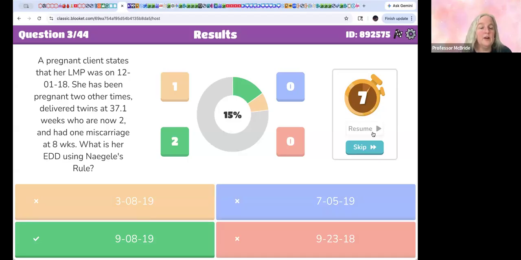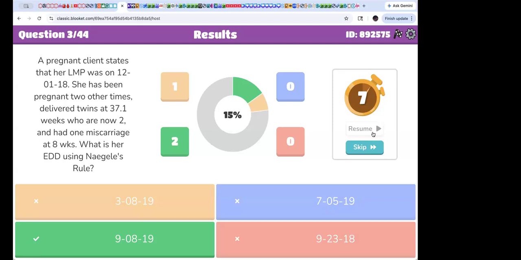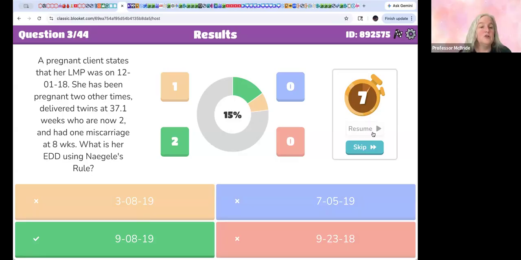Okay, so how do we figure out the estimated due date? Subtract 3 months, add 7 days. She had her period in December, so we're going to go 3 months back from December, which is September. I'll double check by counting forward: 9, 10, 11, 12, and that makes sense. So 9 is the month. We're going to add 7 days. We go by the first day of her last period. It was on 12/1, so we add 7 days to that. That's where we get the 8.